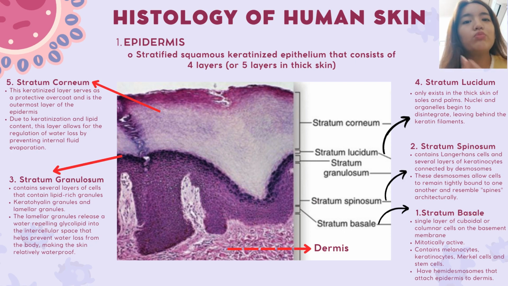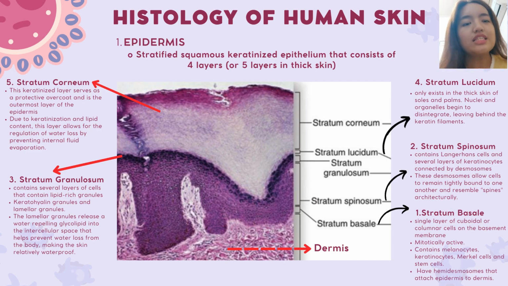Next is the stratum lucidum. The stratum lucidum only exists in thick skin, so it only exists in our soles and palms. In this layer, the nuclei and the organelles begin to disintegrate, leaving behind their keratin filaments.